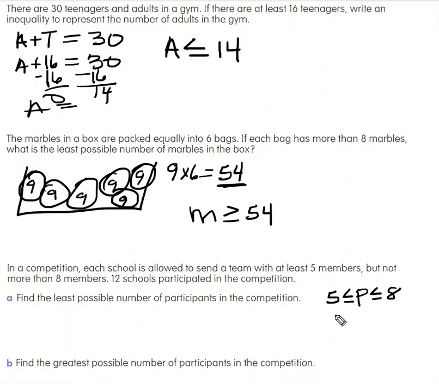So if there are 12 schools, right, we need to multiply this by 12, multiply this by 12. Okay, so for my participants, the least amount of participants I'm going to have is 60, and the most amount of participants is going to be 96. Okay, so what's the least possible amount of participants? Would be 60, and the greatest possible would be 96.